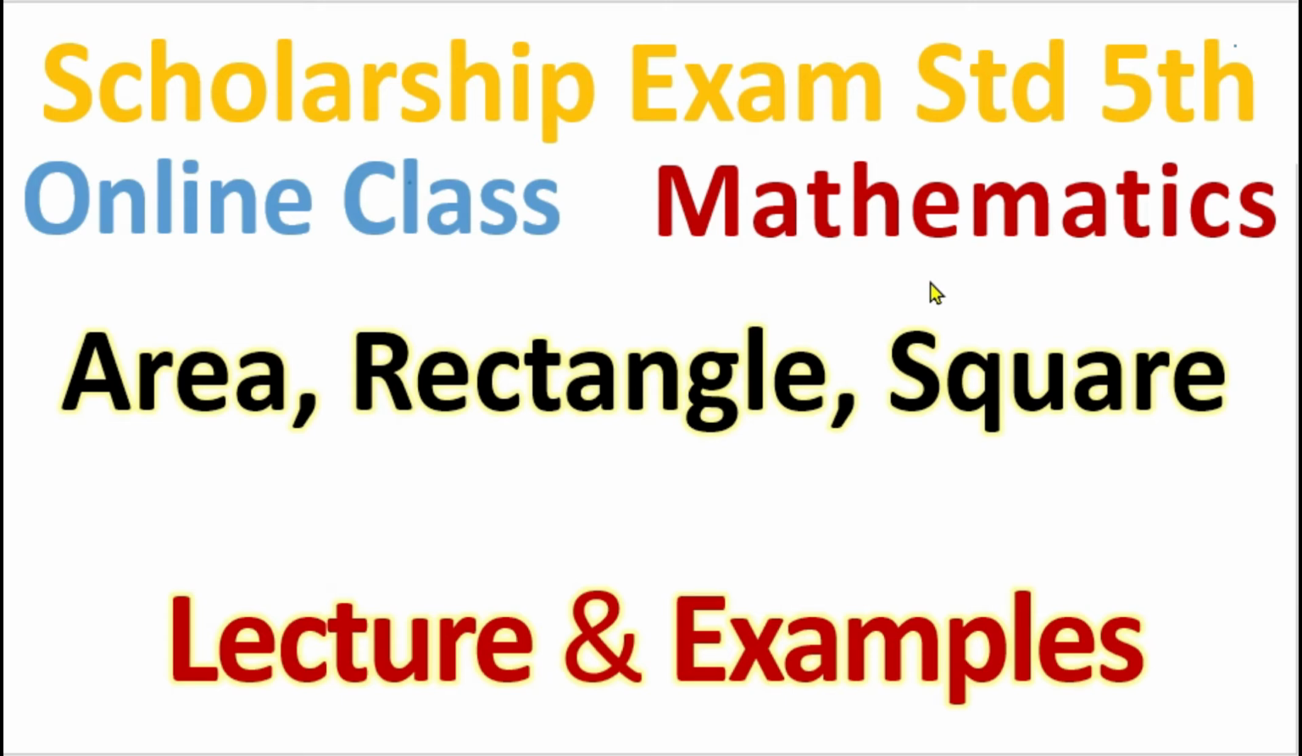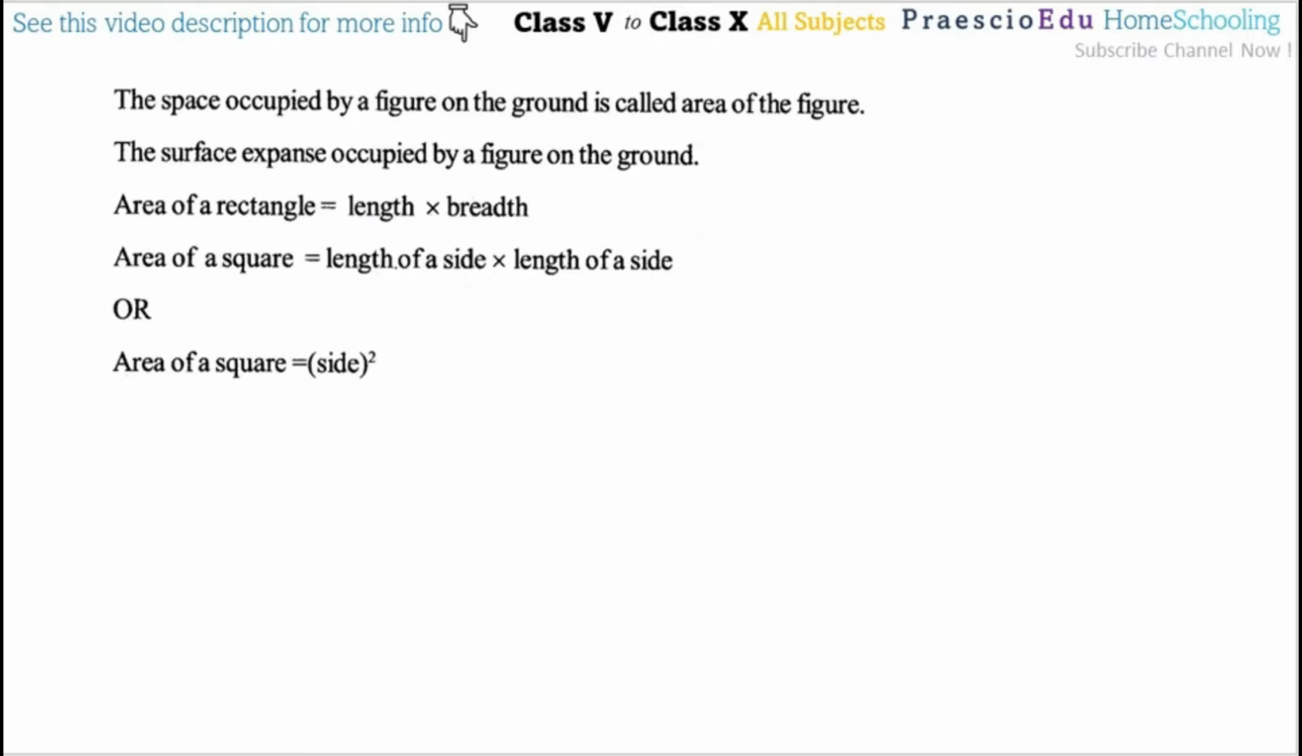This is scholarship exam standard 5th online class, subject mathematics, and the topic is area, rectangle, square. So in this one, what exactly is the area? Area means any closed space, or we can say any closed figure. Suppose this is a quadrilateral. Inside this, the interior part, this occupied space is called the area of any space or any figure.